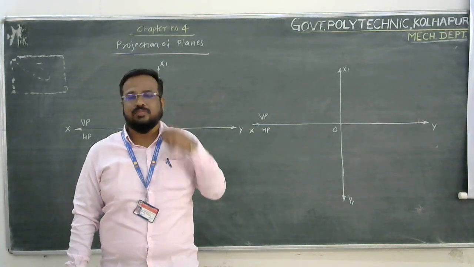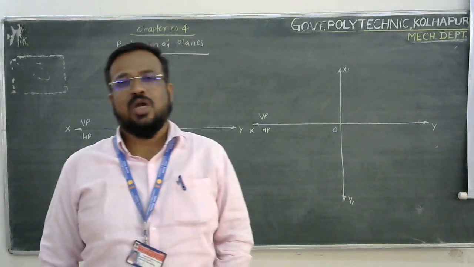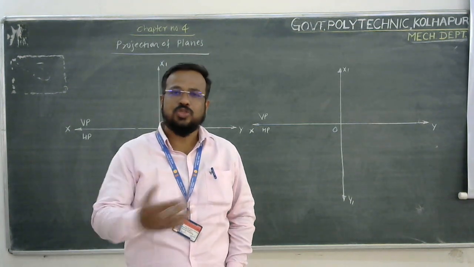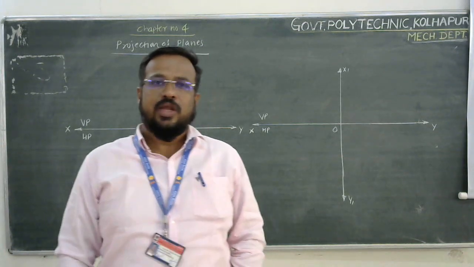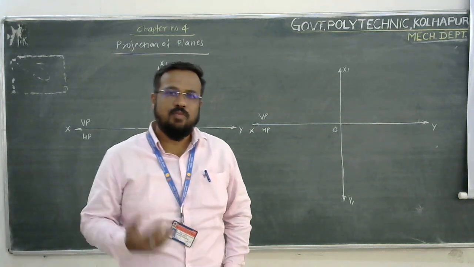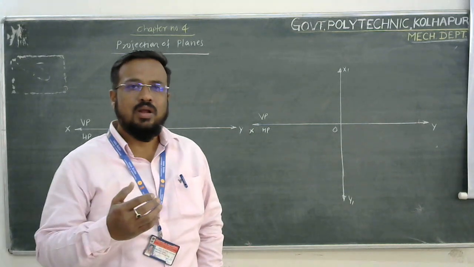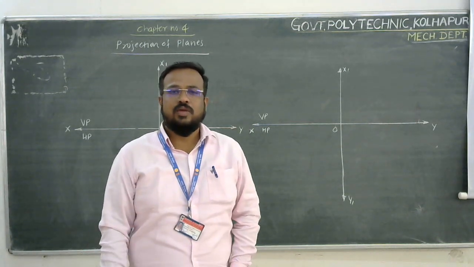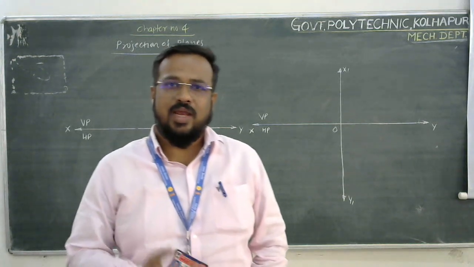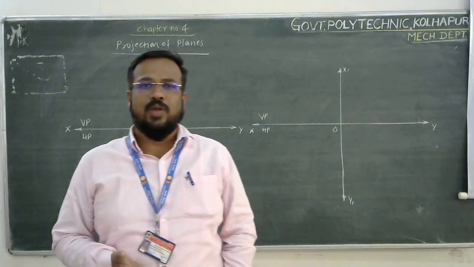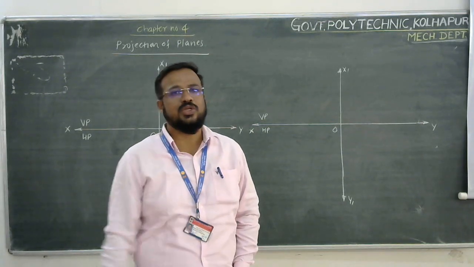Up till last session, we have studied the different positions of planes. Starting with the position of the plane when it is parallel to the vertical plane and perpendicular to the horizontal plane. So this was our condition number first. Then we have seen the plane is parallel to the horizontal plane and perpendicular to the vertical plane. So this was the second condition.